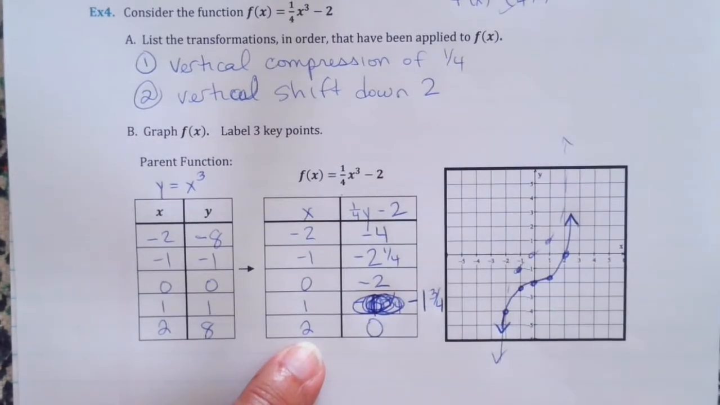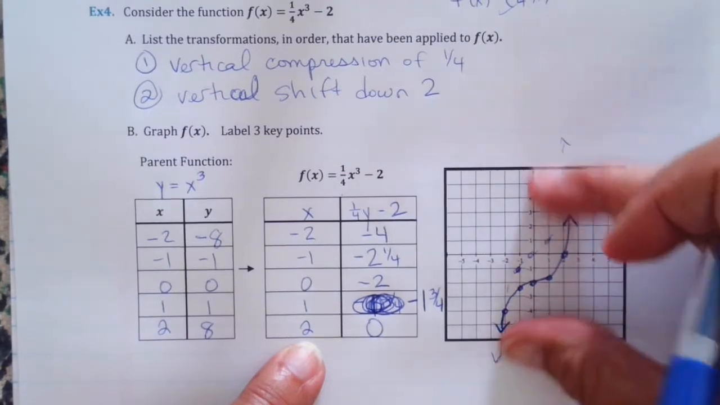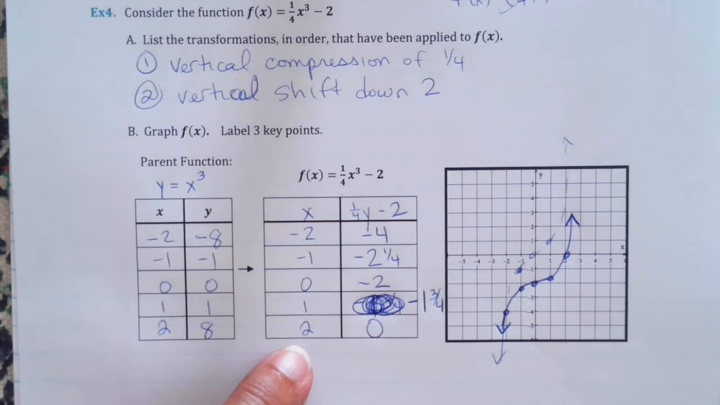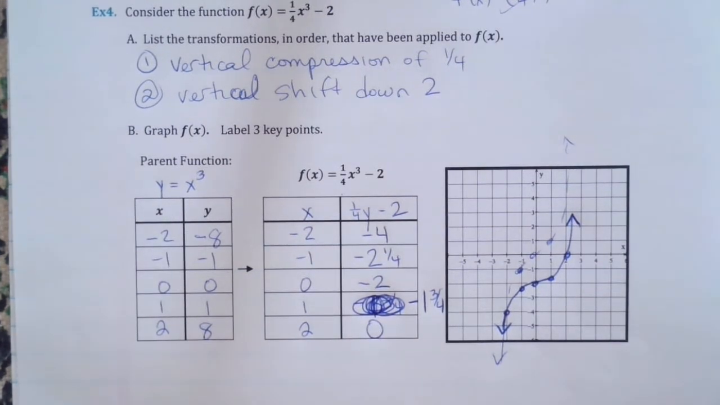Okay. All right, so did it do what it said? Did we shrink this, compress it? Yes, we did. And then it just went down 2 units. So that's all that happened to that graph. So there's what it looks like.